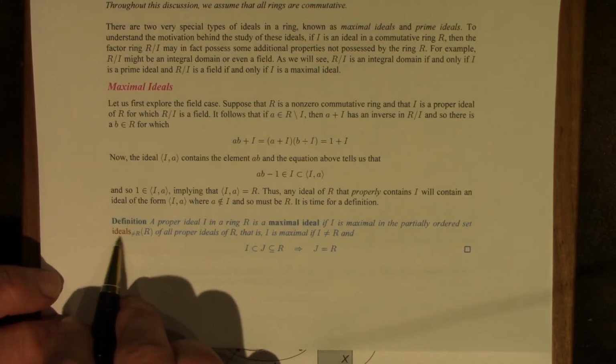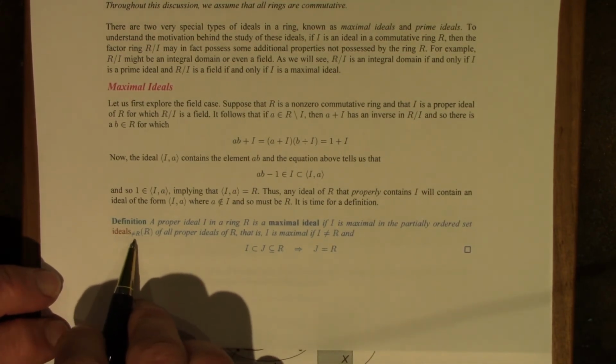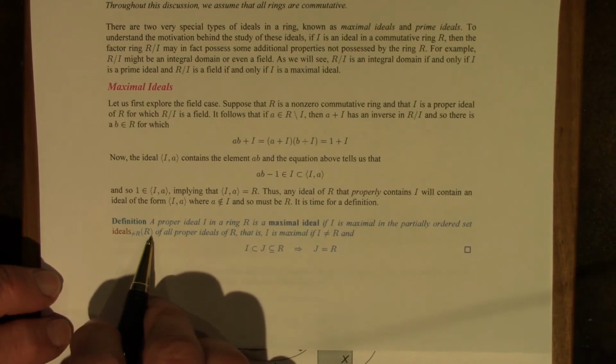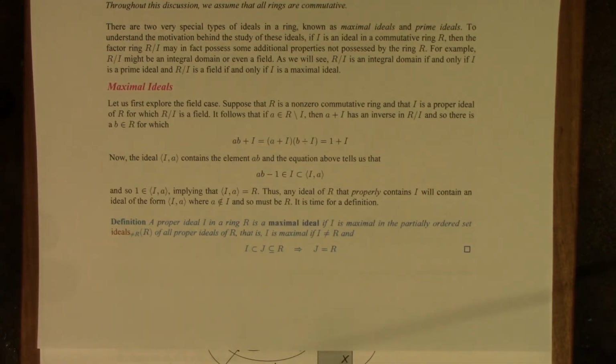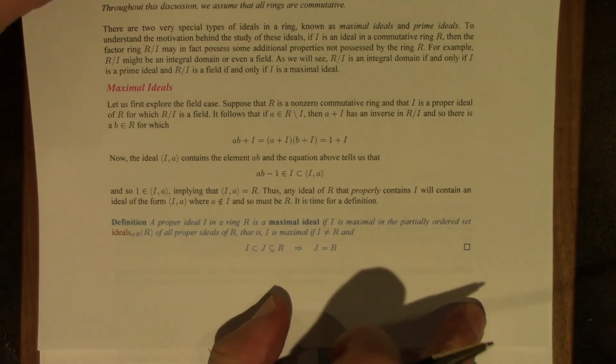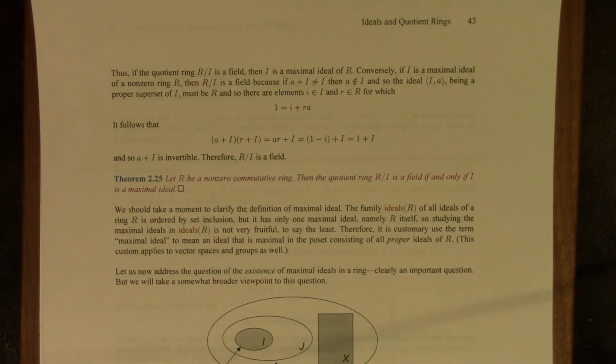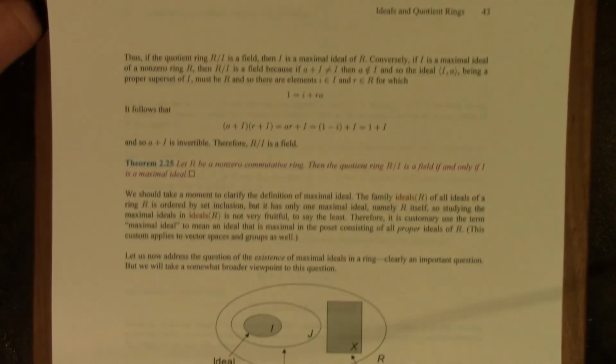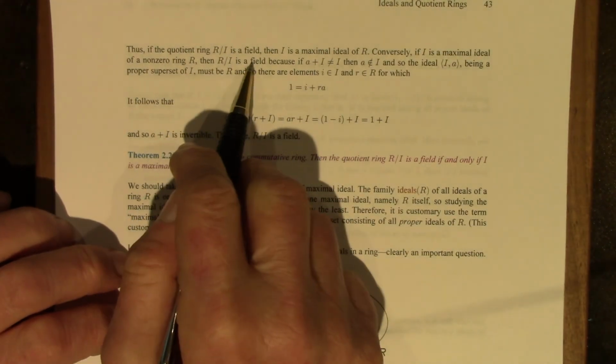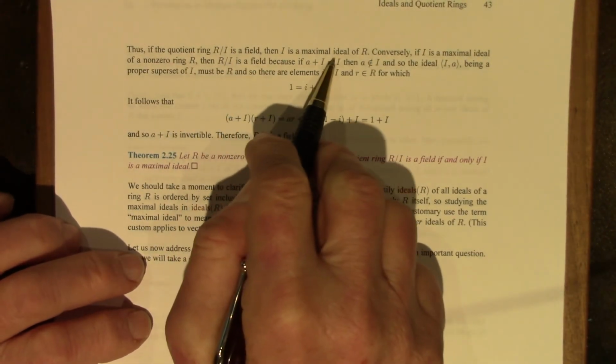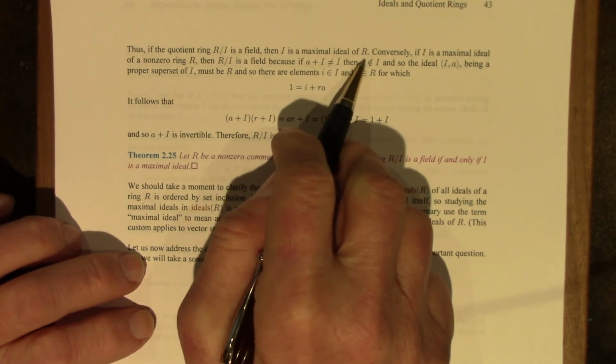This notation, I sub not equal to R of R, is a little awkward. I'm not crazy about it, but I'm not aware of a good notation for the family of proper ideals of R. So it'll do. We're not going to use it very often. So what we have learned is that if the quotient ring is a field, then I is a maximal ideal of R.